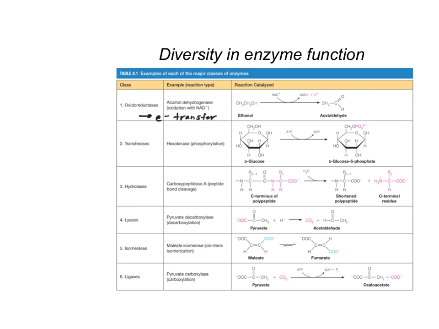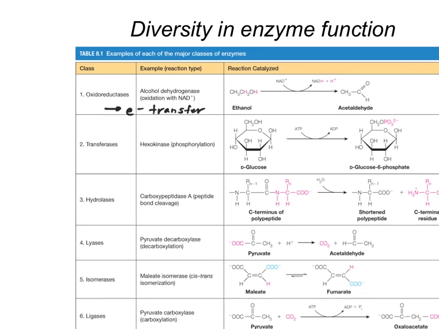Second one we call transferases. So transferases deal with the actual transfer of functional groups, right? So for example, here we have this hexokinase. So hexokinase transfers a phosphate to glucose to form glucose 6-phosphate. This is the transfer of actual functional groups.